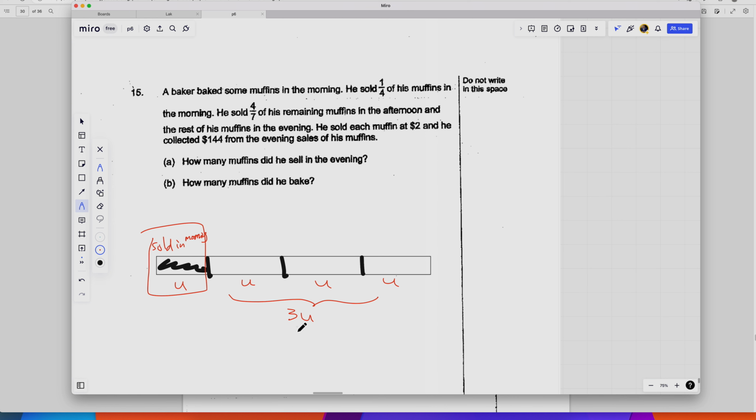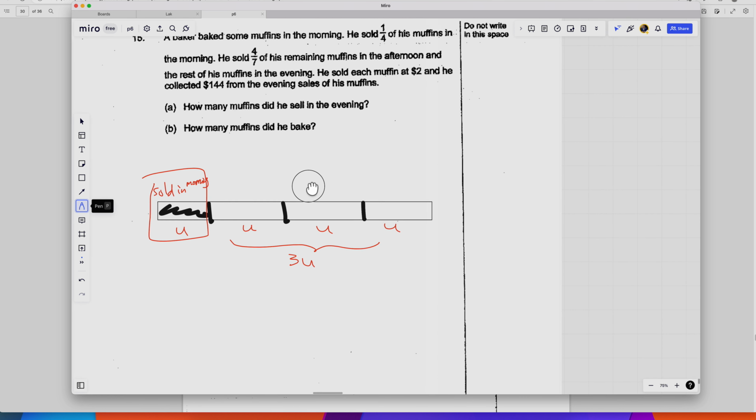Right? Then now they say he sold 4/7 of his remaining. Now we need to use the branch already. So 3U left, and he sold 4/7 of his remaining. So what's the meaning of this statement? 4/7 of means what operation? Times. His remaining. What is his remaining? How many unit? 3 unit. Okay, very good.